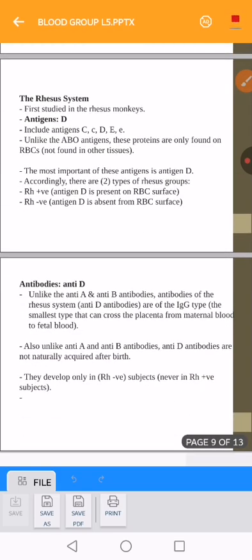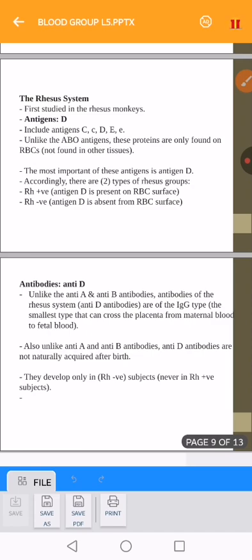so what happened to antibody against that antigen D? Unlike the anti-A and anti-B antibodies, the antibody of the rhesus system is of the immunoglobulin G type, and as we know, immunoglobulin G can cross the placenta. The antibodies of the ABO system, anti-A and anti-B, are IgM. IgM cannot cross the placenta, but IgG can. So the antibody of the rhesus system is IgG. Also, unlike anti-A and anti-B antibodies, anti-D antibody is not naturally acquired after birth.